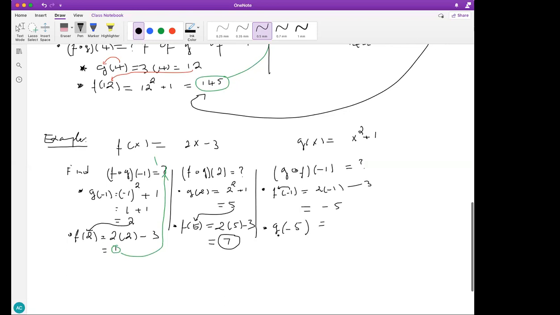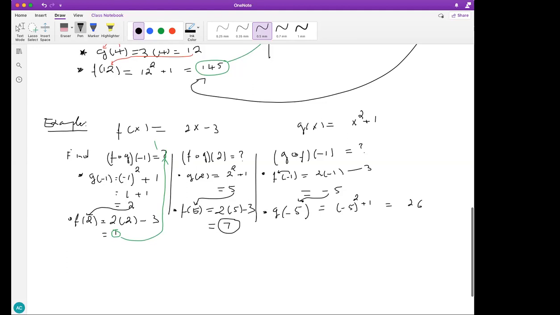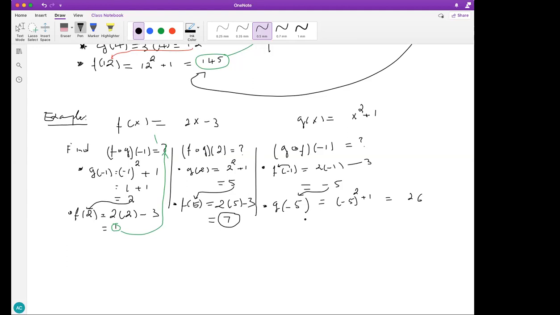Be careful which function to use. Now we're using G, so we're going to use this one here. So -5 into G would be -5 to the second power plus 1. Which will be... oh wait, -5 to the second power is going to be positive 25. Plus 1, so 26. So we plug this number into G. That's basically how you do your composition of functions.